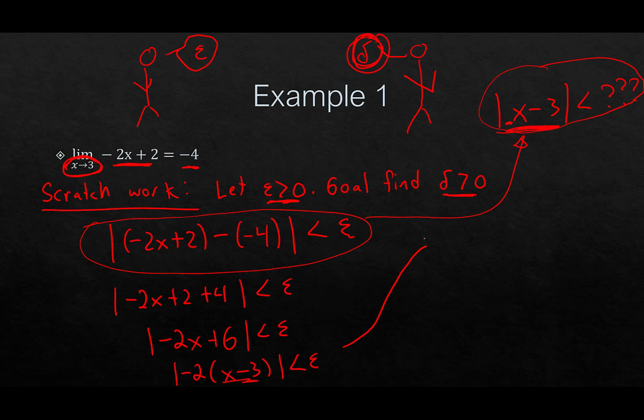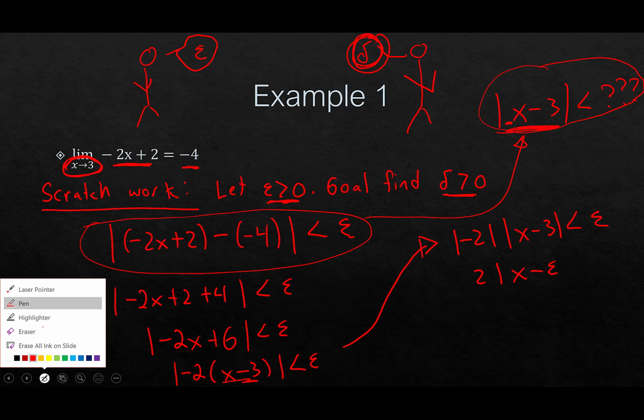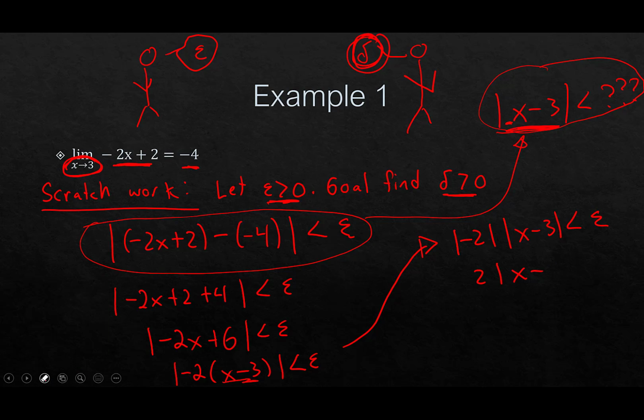So now we're going to use the property of absolute values. Remember, the absolute value of a product is the product of the absolute values. Okay. Now what's the absolute value of negative 2? That's just 2. Dividing both sides by 2, we get the absolute value of x minus 3 is less than epsilon over 2. Okay? And so that's exactly what we want, though, right? We want the absolute value of x minus 3 is less than something. So that something, this is what we want to choose as our delta.